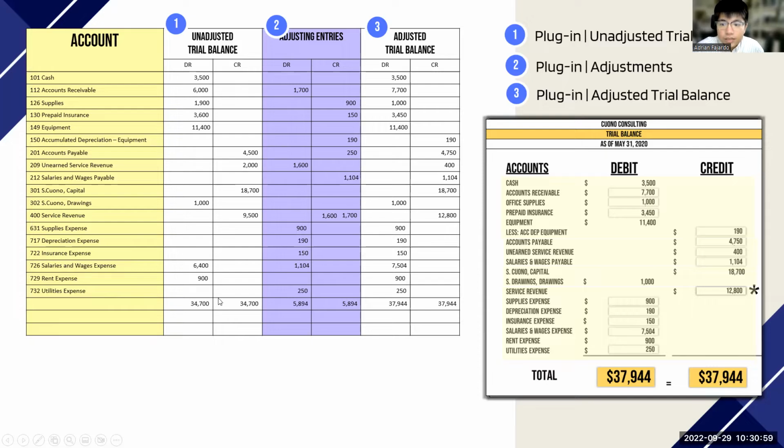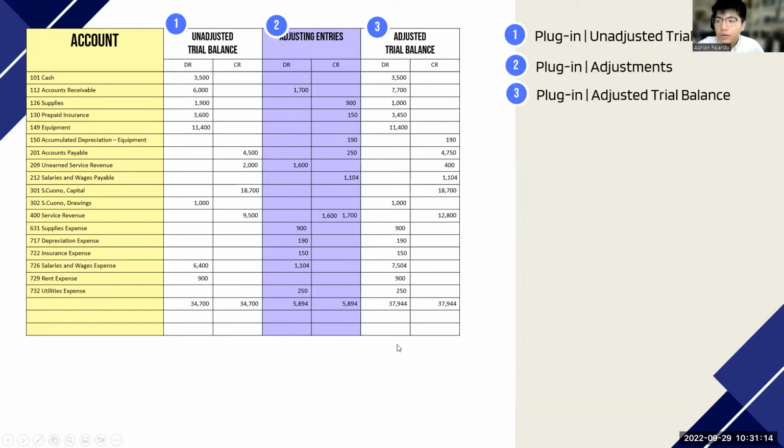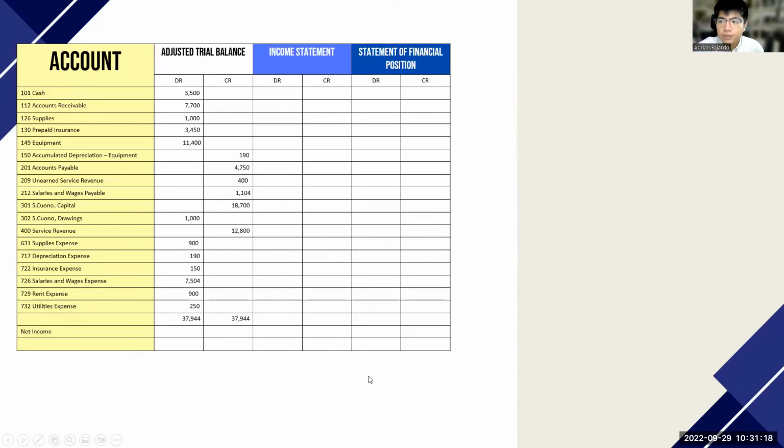Meaning, in the first group, 34,700 is equal to 34,700. In the second group, 5,894 is equal to your debits and credits. Then now, 37,944 is equal to your debits and credits, right? So that said, we're done with the first phase of our worksheet. So now, let's move on to the second phase.